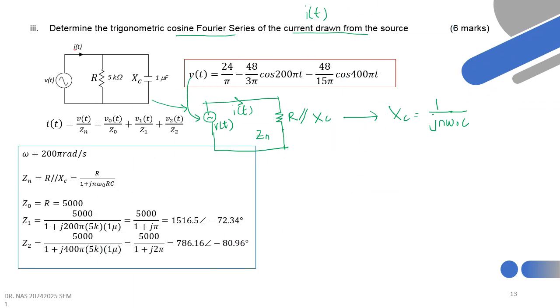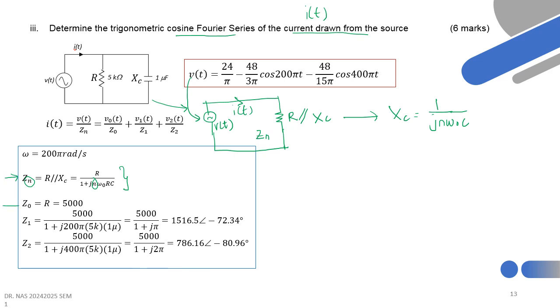So for Fourier series, you need to consider the sequence or the harmonics. So your n depends on the required n. So for this particular question, you need to determine n up to second harmonics. So n up to 2. So here your total impedance is R in parallel with XC. So XC is 1 over j n omega naught C. So you get this equation. So omega naught equal to 200 pi radian per second. Your R is 5000 ohm and C is 1 microfarad. So then you need to replace your n.